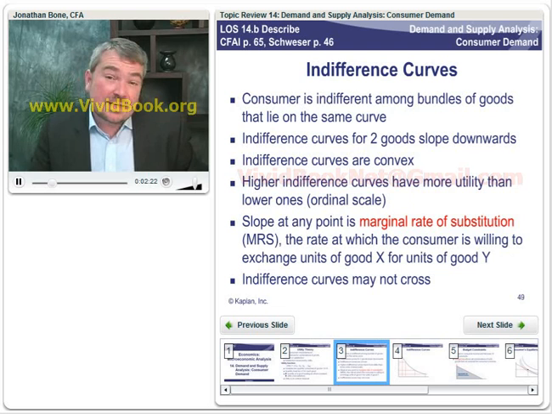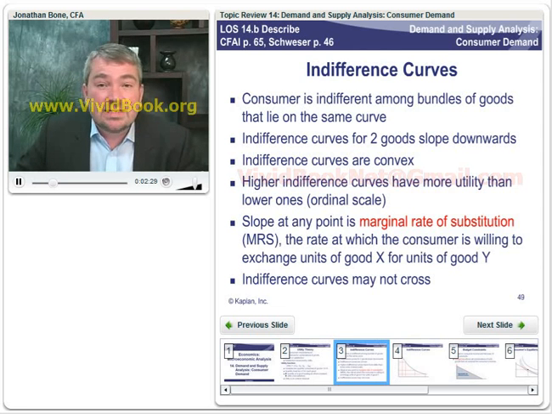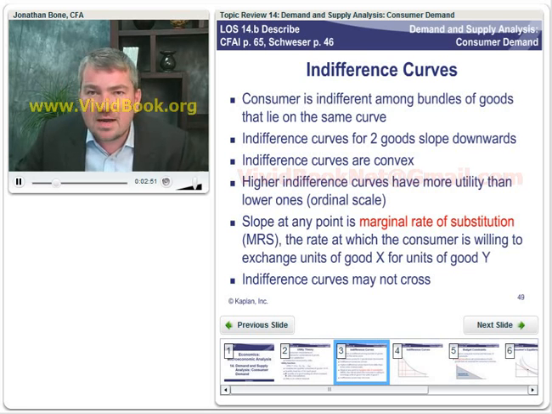Okay, so that does take us rather neatly to our next learning outcome that asks us to describe indifference curves. Now the basic of an indifference curve is really spelled out in its name, inasmuch that consumers will be indifferent between bundles of goods that lie on the same curve. And we're going to look at indifference curves for 2 products in a second. Now indifference curves for 2 goods are always going to slope downwards, and they are always going to be convex to the origin as well. Higher indifference curves have more utility than lower ones.